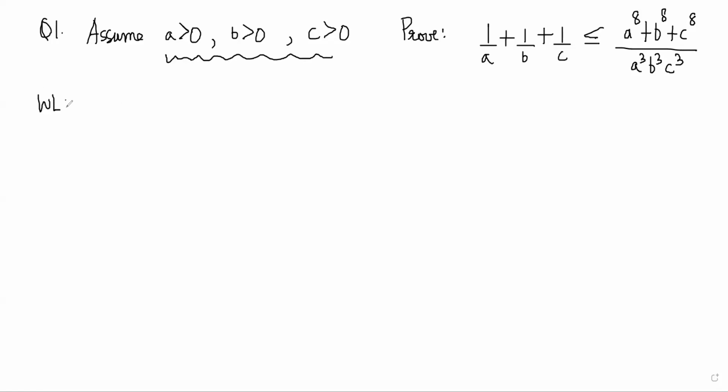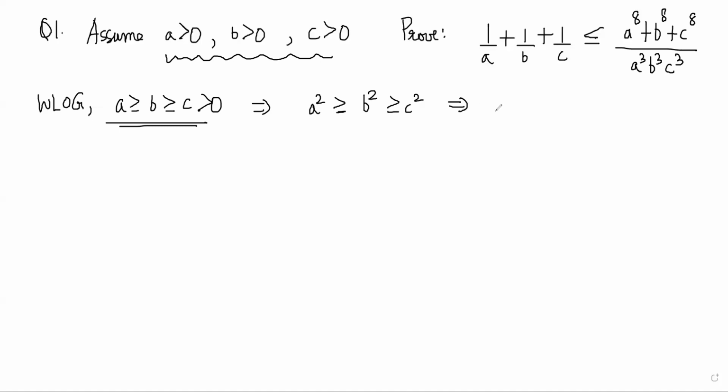So without loss of generality, we can assume that A ≥ B ≥ C > 0. So we are assuming this here. Then obviously from here it follows that A² ≥ B² ≥ C². And it follows then that 1/C³ will be greater than 1/B³ is greater than 1/A³.